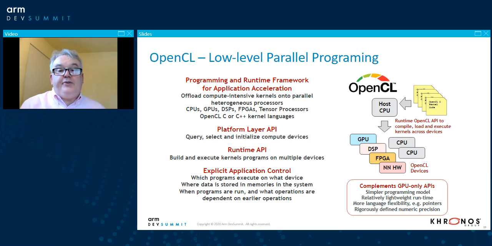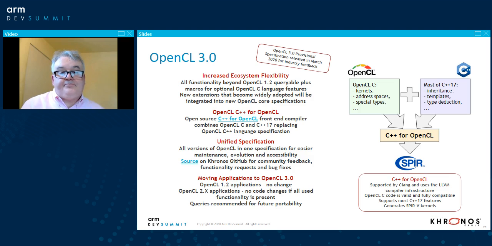OpenCL provides APIs to discover accelerated devices, compile kernels for selected devices, execute the kernels with explicit control over kernel placement, memory allocation, and synchronization, and finally gather back the results. When deciding between OpenCL or GPU APIs such as Vulkan, many developers that don't need graphics rendering find that OpenCL provides a simpler programming model, a lighter weight runtime, more language flexibility compared to graphic shading languages, for example, OpenCL-C has pointers, and more rigorously defined numerical precision for math operations, and that can be critical for many applications.